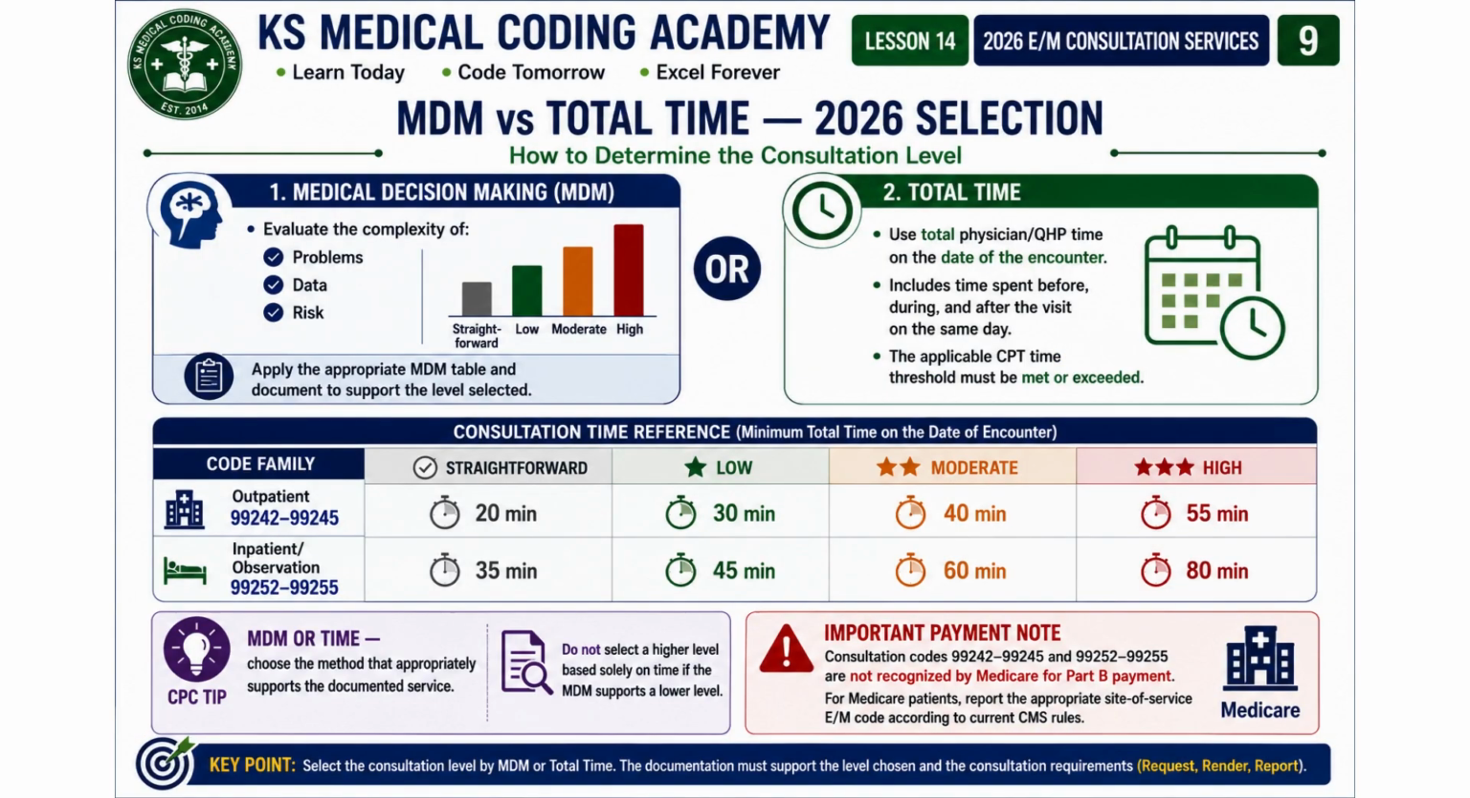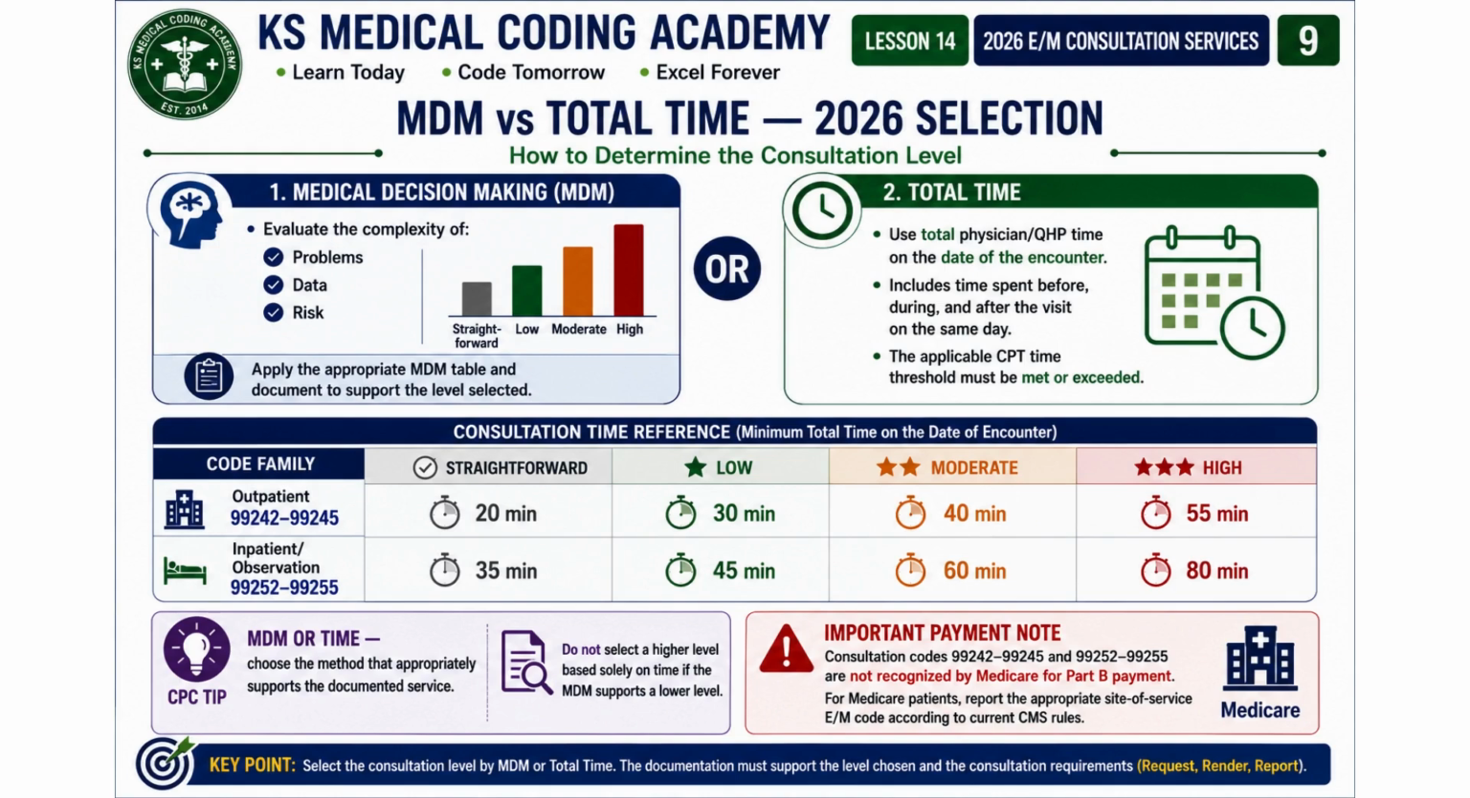Now let's learn how to select the appropriate consultation level using medical decision-making, or MDM, versus total time. When selecting by MDM, review the three elements of medical decision-making: problems addressed, data reviewed and analyzed, and risk of patient management. The documentation must support the level reported. When selecting by time, use the total physician or qualified healthcare professional time on the date of the encounter, according to the applicable CPT guidelines. The required time threshold for the selected code must be met or exceeded.